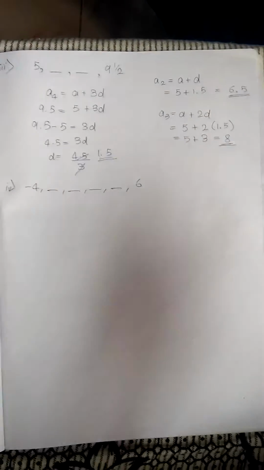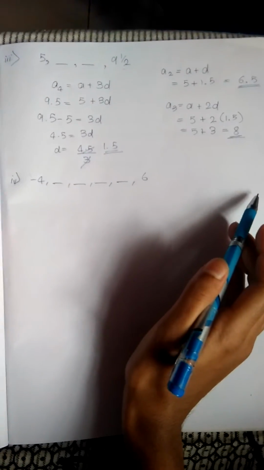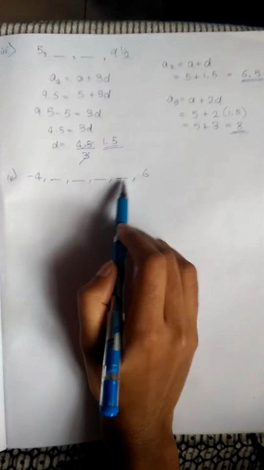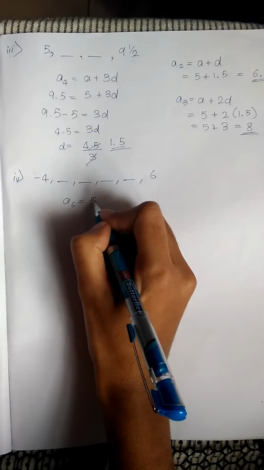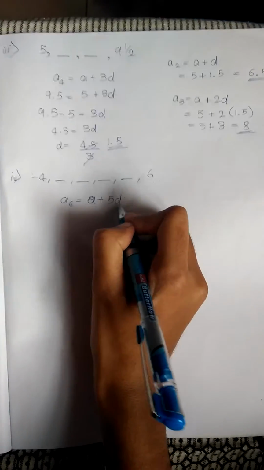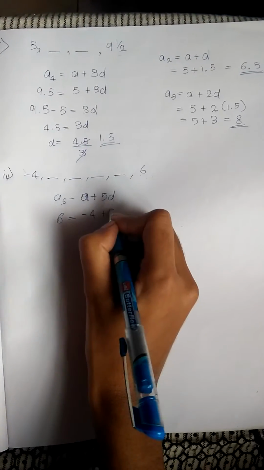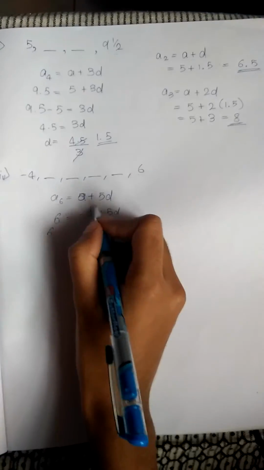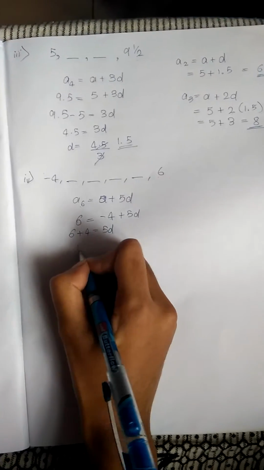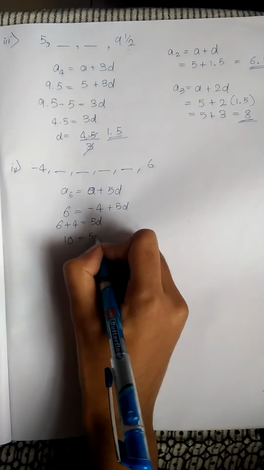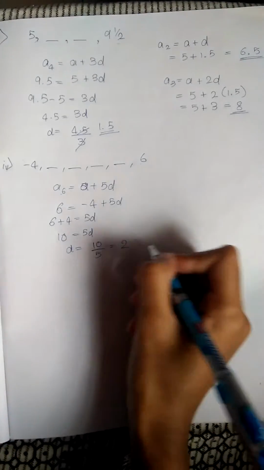Okay, in the fourth sub question, the first term and the last term are given. We have to find the four terms in between them. So 1, 2, 3, 4, 5, 6. Sixth term, a6, I can write as a plus 5d. So a6, I know it as 6. a is minus 4, plus 5d. 6 minus 4 goes to the left hand side, it becomes plus 4 equals 5d. 6 plus 4 is 10 equals 5d. So d equals 10 by 5. I got the common difference as 2.